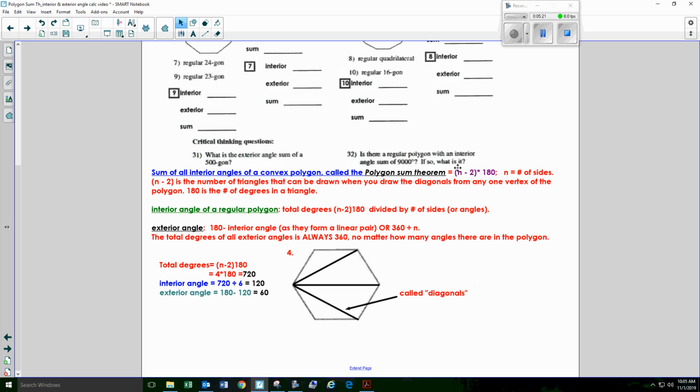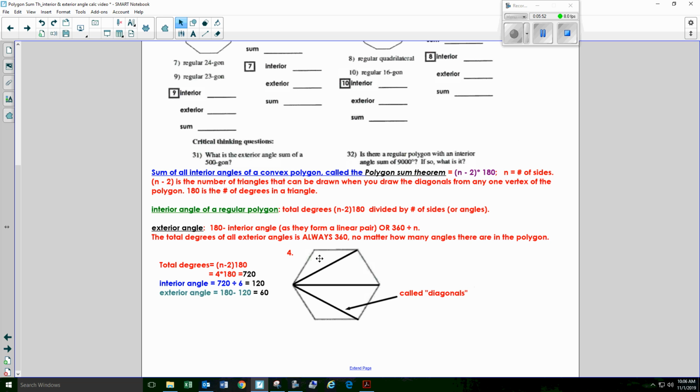Now, where does this formula come from? Well, n minus 2 represents the number of triangles that can be drawn within this hexagon from any one vertex. So I chose this vertex to use. If I draw what are called diagonals from this one vertex, that means to connect that vertex to any vertex it's not already connected to. So it wasn't connected to that one, that one, or that one. So these are the 3 diagonals that you have from this one vertex.